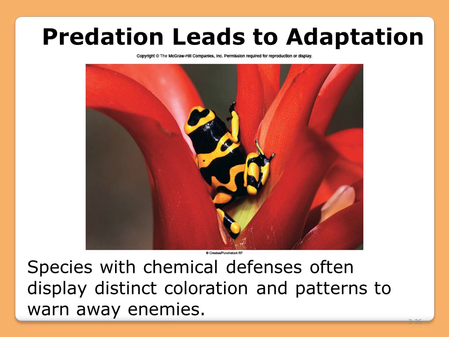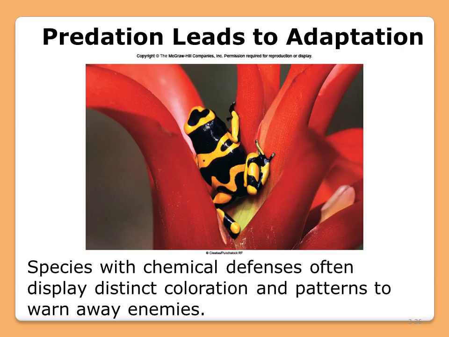So an example of predation leading to adaptation here is this poison arrow frog. And the poison arrow frog is super poisonous. It has secretions on its skin that are lethal to other organisms. The poison is actually used by the indigenous people in Latin America to make their poison blowgun darts.